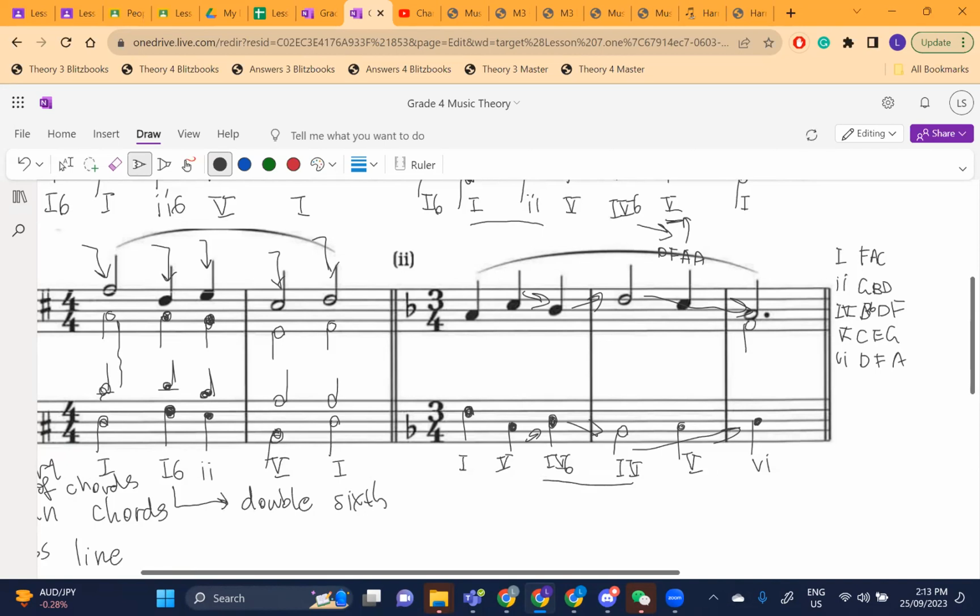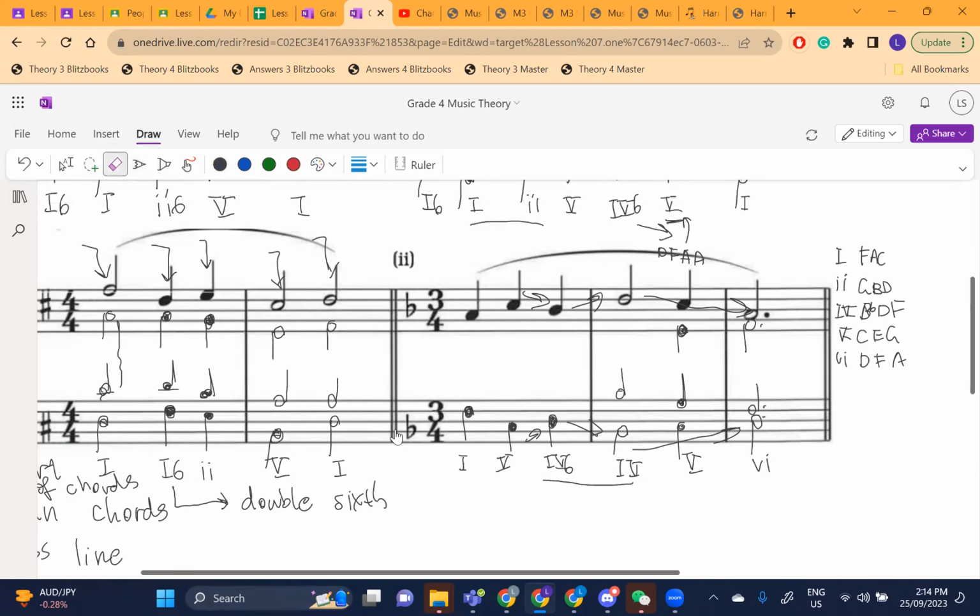Remember that in interrupted cadences, we need to double the third. G here, E here, interrupted cadence, and now 4 to 5. This is a typical imperfect cadence. Just do it normally.